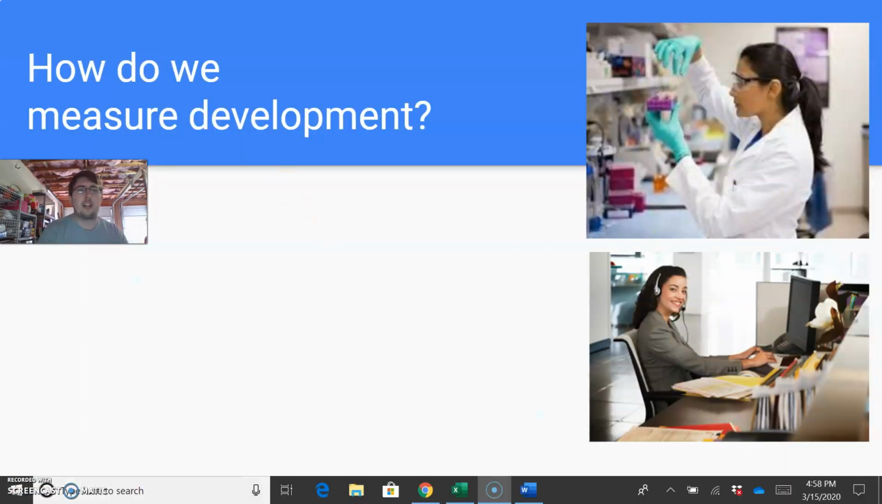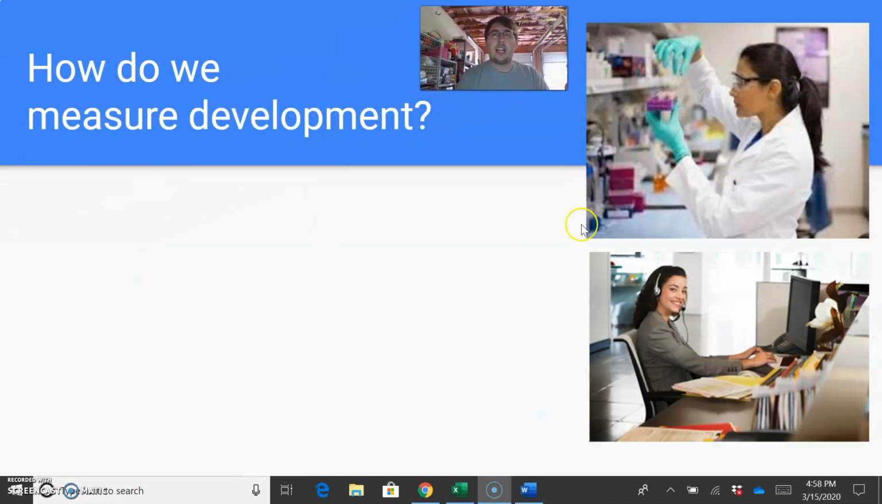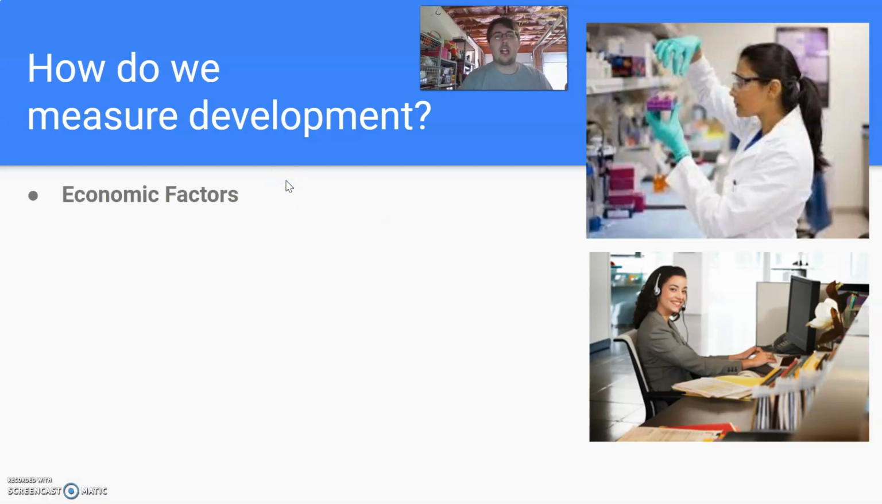So how do we measure development? Because it's one thing to say, oh, that's an MDC or that's an LDC, but how do we say one is more developed than the other? Well, there's a lot of things we can do. We can look at the economics of a country. We can look at what's called the gross domestic product, which is adding up basically the total amount of wealth generated from the goods that the country makes and the services that it produces.